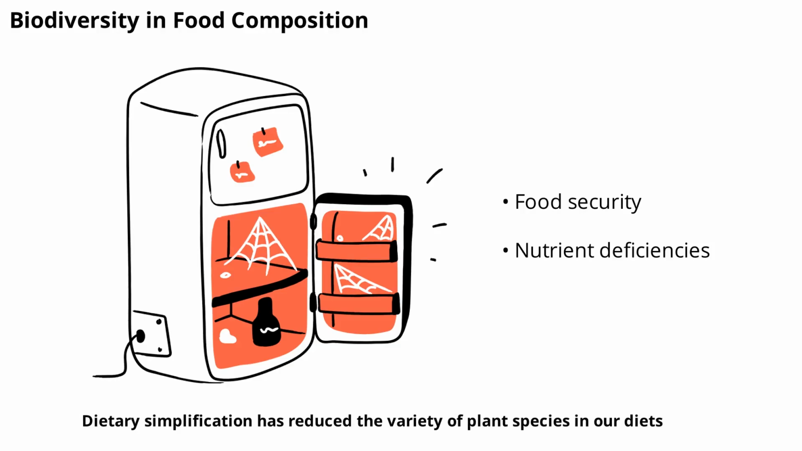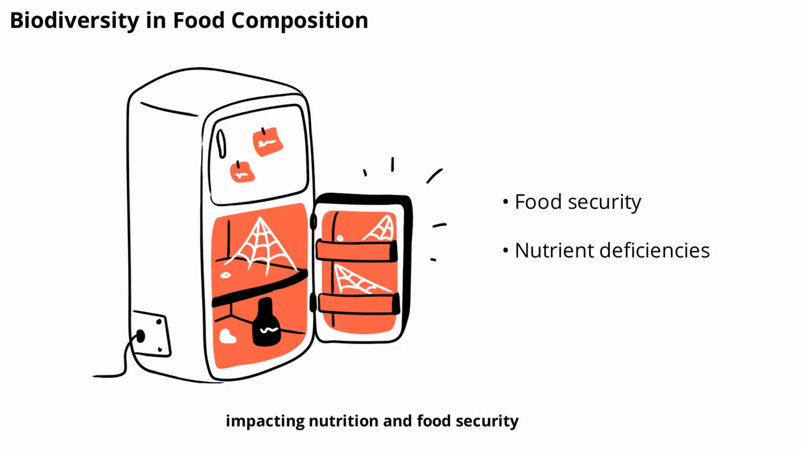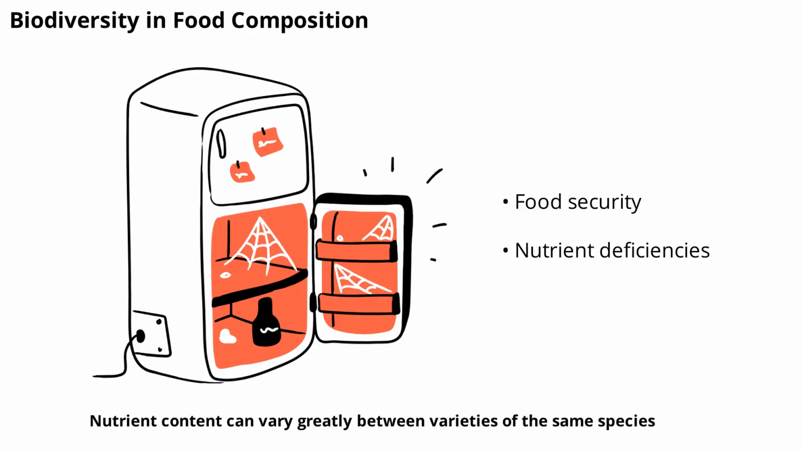Dietary simplification has reduced the variety of plant species in our diets, impacting nutrition and food security. Biodiversity in nutrition promotes diverse, sustainable diets and can help address nutrient deficiencies. Nutrient content can vary greatly between varieties of the same species.